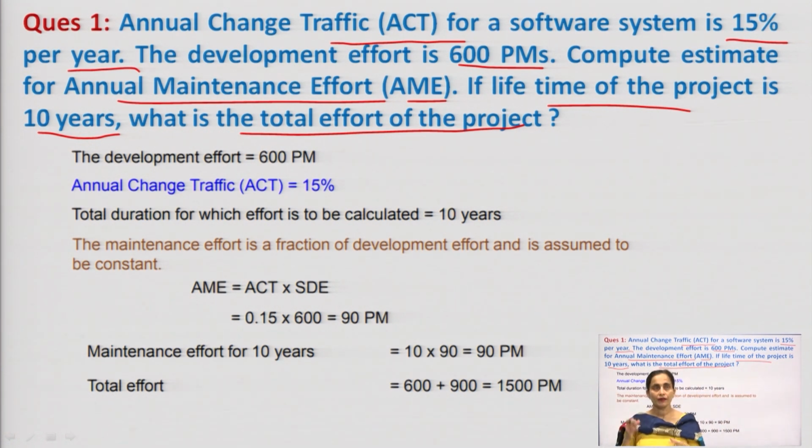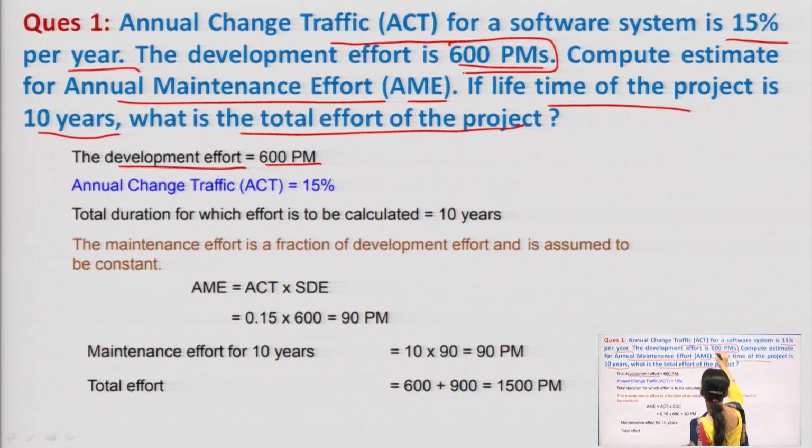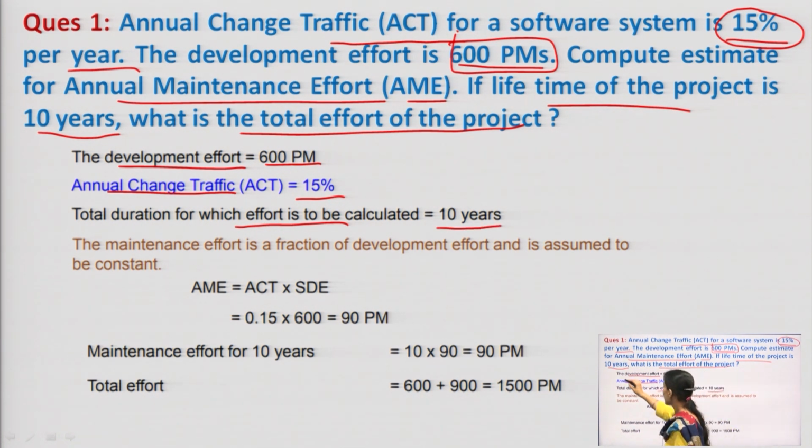So, from the given question, we are given the development effort as 600 person months, the ACT, that is 15%, and the total duration for which the effort needs to be calculated, which is 10 years. So, these three things I have written from the question itself.